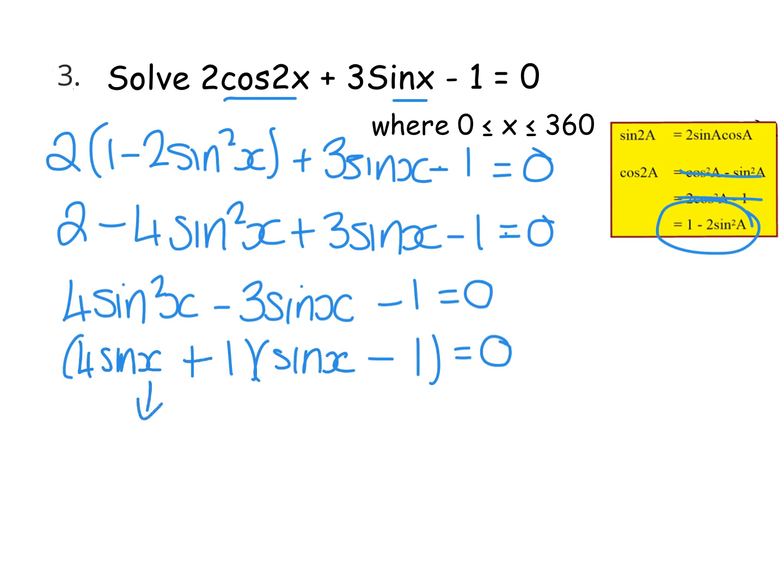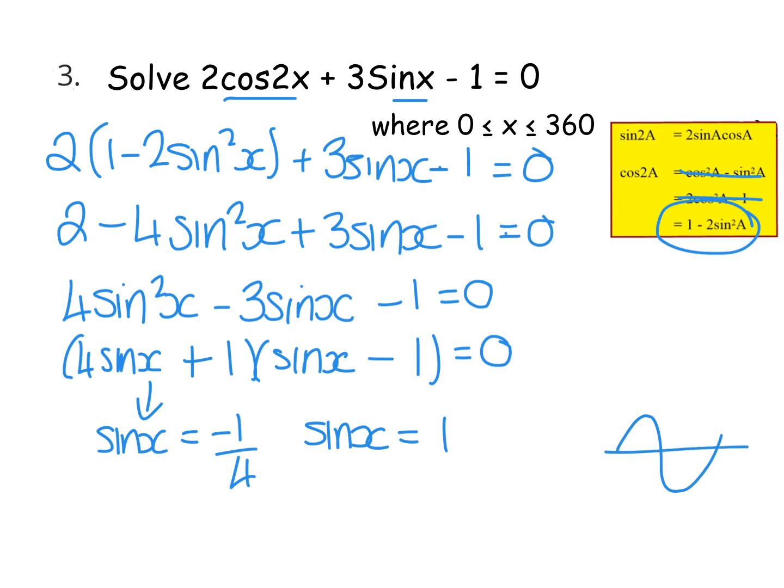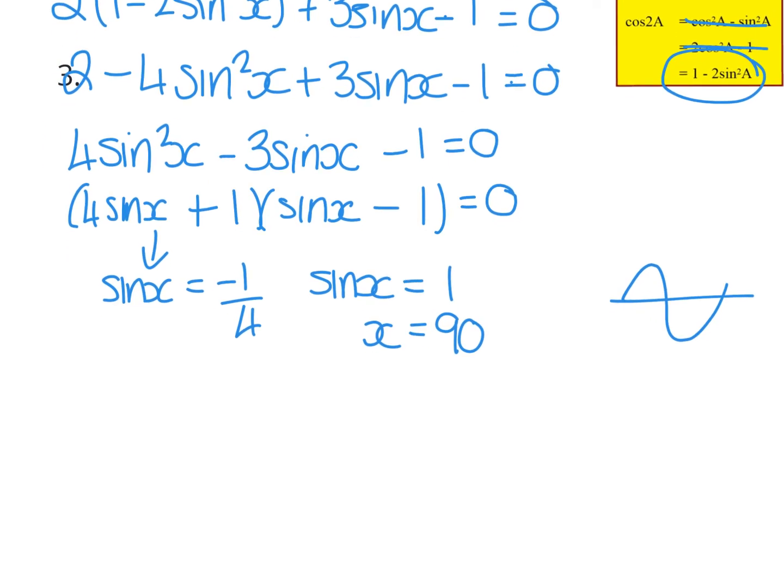So this one would give me sin x equals negative 1/4. And this would give me sin x equals 1. I'm going to do the second one first just because I don't need a calculator for that one. Sin x equals 1 at 90 degrees, so x equals 90 degrees. Right, for the other equation, I'm going to have to use a calculator because a quarter isn't an exact value.